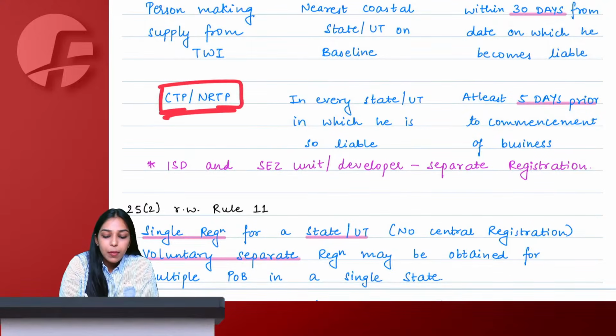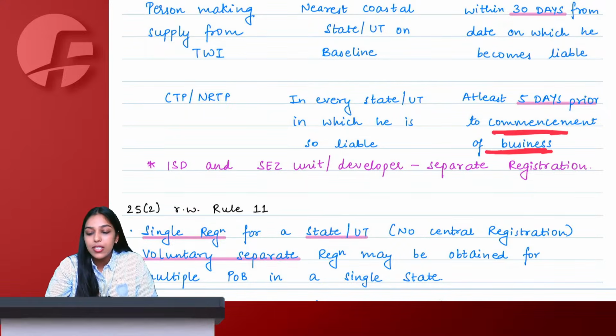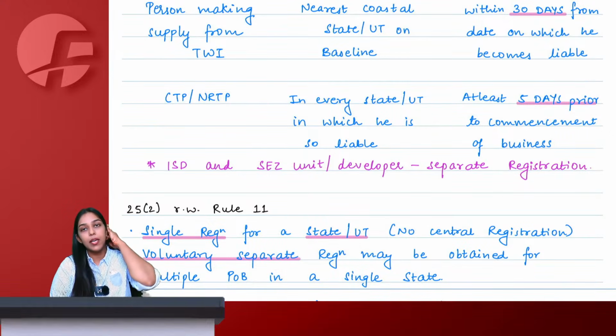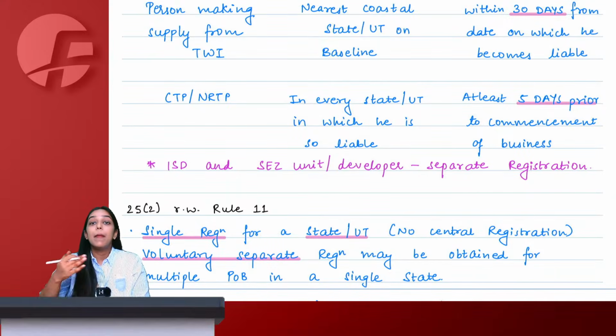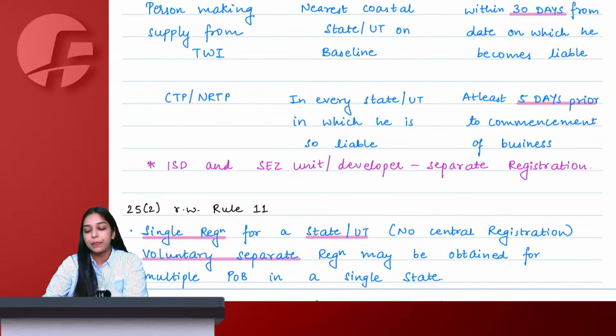But a casual taxable person or a non-resident taxable person, because these people are coming to our place to do temporary supply transactions, we do not trust them. Therefore, we tell them to apply for registration at least 5 days prior to commencement of business. So the day on which they want to start their business, at least 5 days prior to that date, they will have to come and apply. For normal people, within 30 days from becoming liable, but for CTP and NRTP, at least 5 working days before, you will have to make an application.